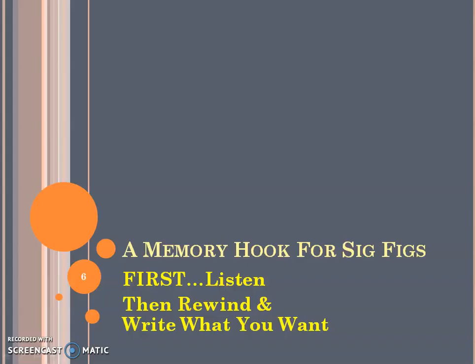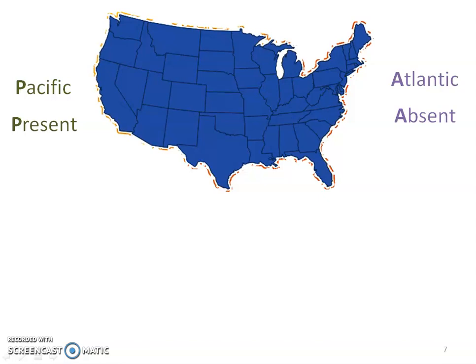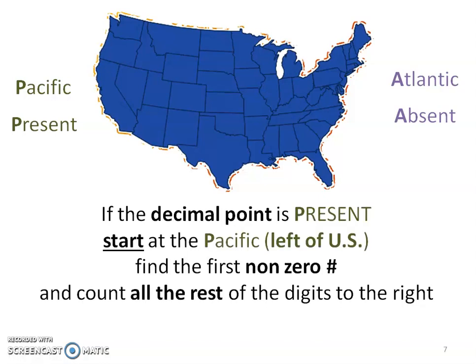So here's the mnemonic. My first thought would be to actually listen to what I say for the memory device, and then maybe rewind and write down whatever you want. I didn't give you a place to write down the memory hook because people like to write things down in a different way. First, I like to think of the United States, and the Pacific side as present. The decimal place is going to be present in our number, and the Atlantic side is where the decimal place is absent in our value.